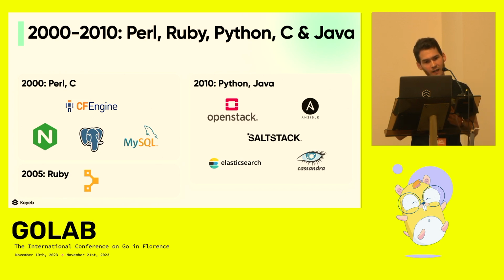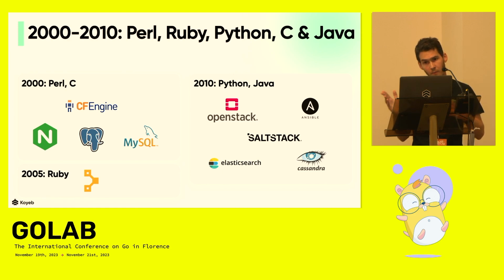In 2005, there was an emergence of automation in Ruby. So two famous projects which were created at this time were Chef and Puppet, between 2005 and 2010. And actually, if you look at a bunch of infrastructure companies which were created around this time, they started in Ruby.